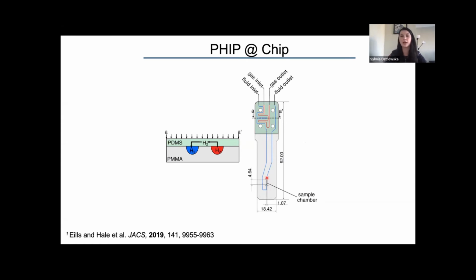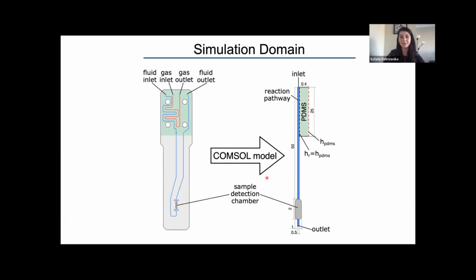So how did we simulate our devices? So what we have done is we've created a 2D representation of our chip. So now our simulation domain consisted of a reaction pathway here, right, shown in blue, with a sample detection chamber. A second domain was the PDMS membrane. Now, all the dimensions were adjusted such that they reflect the actual volumes present in the chip. And that was, so the reaction pathway together with the sample chamber is approximately 8 microliters.